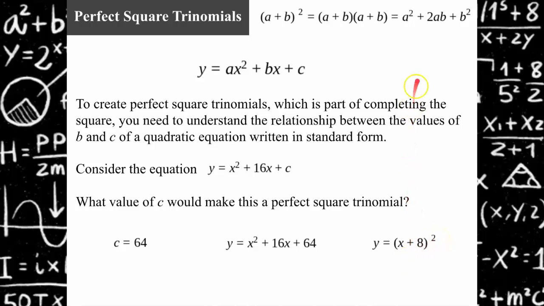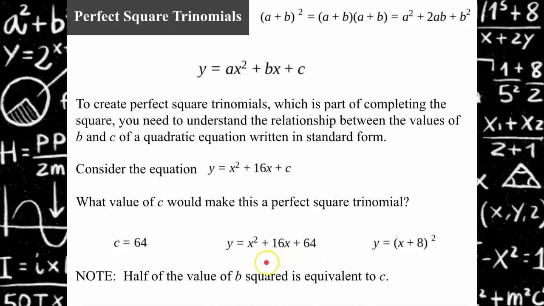So when we FOIL or multiply our two binomials to get this, we're going to get x times x, which is x squared, 8 times 8, which is 64, and then remember the center terms are 2ab in this pattern. So 2 times 8 is 16x. So this is a perfect square trinomial because x plus 8 multiplied by x plus 8 is equivalent to this. So we're going to use this idea to create these perfect square trinomials.